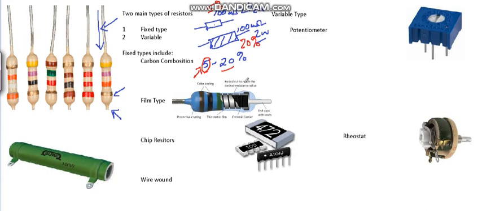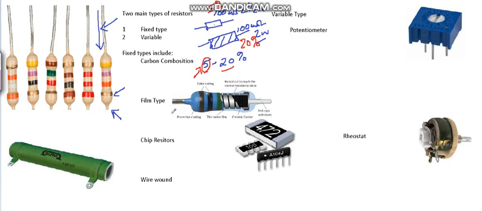The other problem with carbon type composition resistors is that as they age and as they resist current over their lifetime, they start to increase their value of resistance. So a resistor that may have been 100 ohms 10 years ago may be 120 ohms or 130 ohms. So it increases its resistance as it ages, which is better than it decreasing its resistance as it ages.